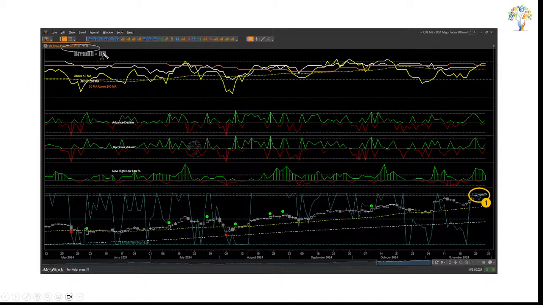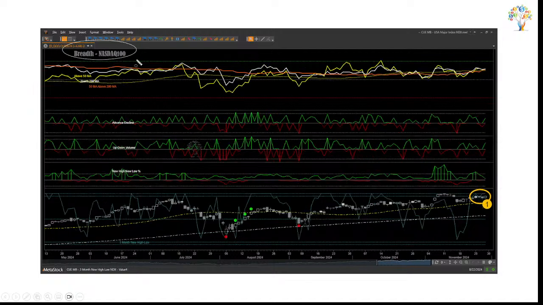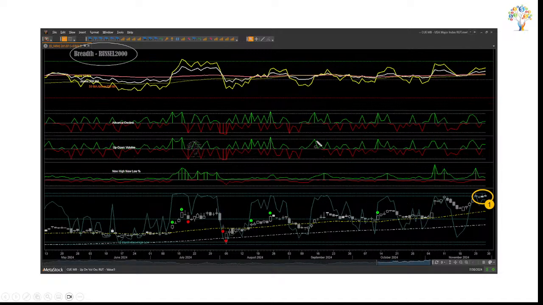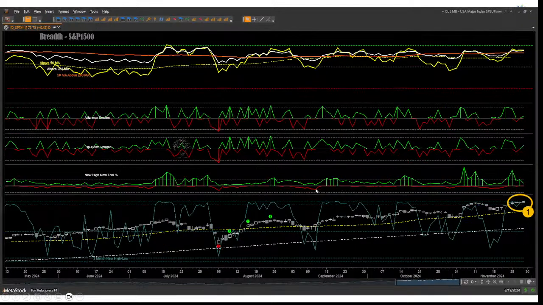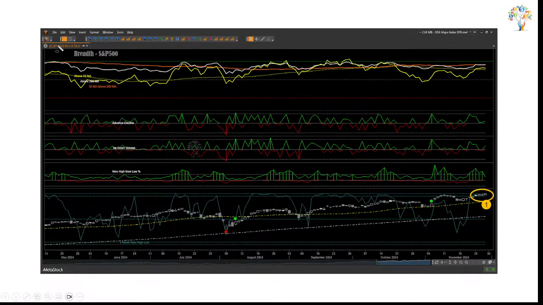Dow Jones Industrial, 3-month new high low extremely overbought. Nasdaq 100, 3-month new high low extremely overbought. Russell 2000, 3-month new high low was extremely overbought and then came down a little bit. Still at an area where I am not willing to buy many stocks. S&P 1500, 3-month new high low extremely overbought. S&P 500, 3-month new high low extremely overbought.